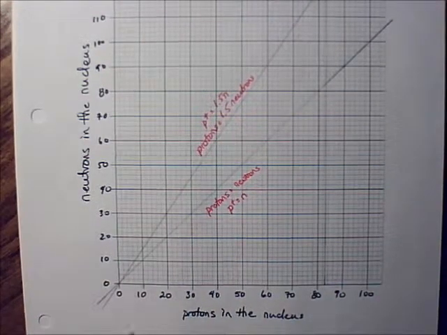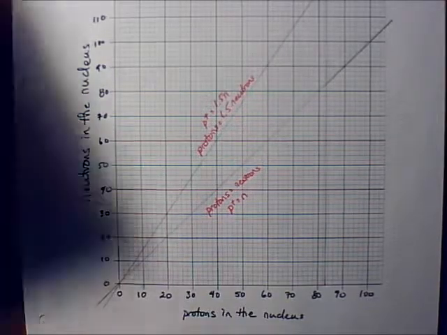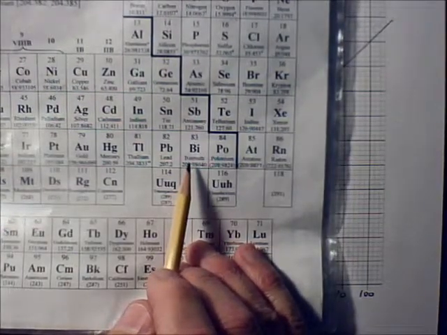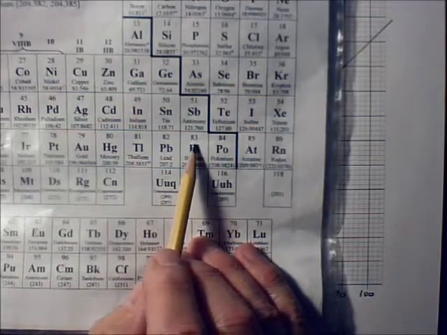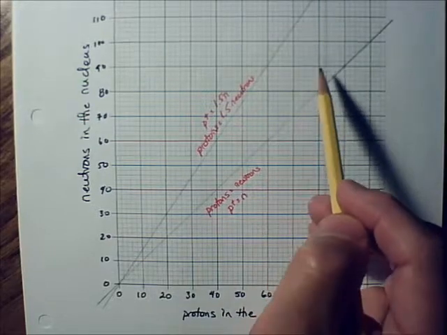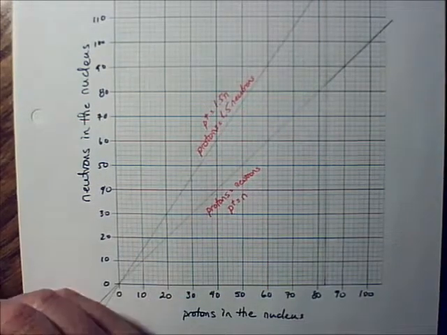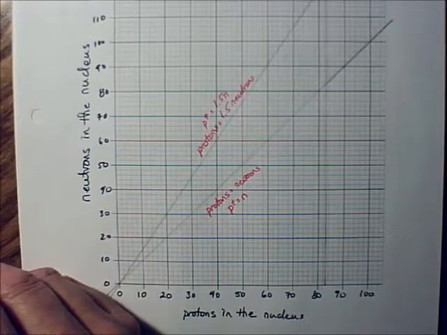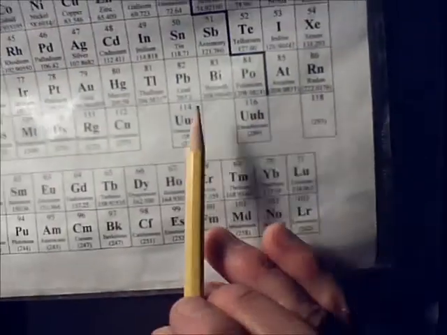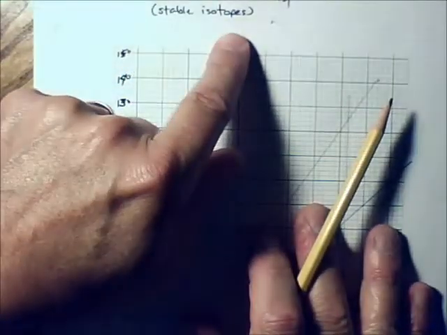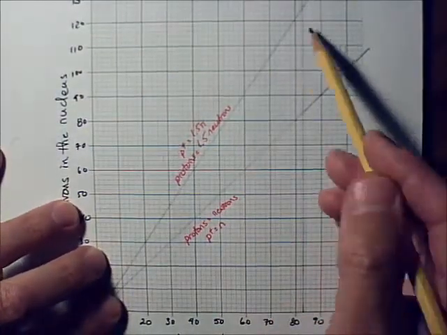Alright, now why did I do that? I did that because the last element with a stable isotope is bismuth, number 83. So our stable isotopes are going to stop right here. Since we're plotting stable isotopes, our plot has to stop at 83.